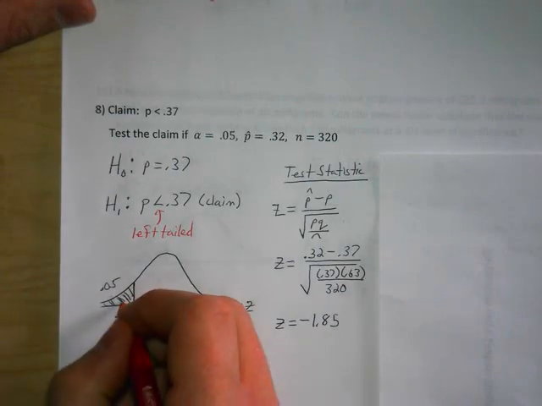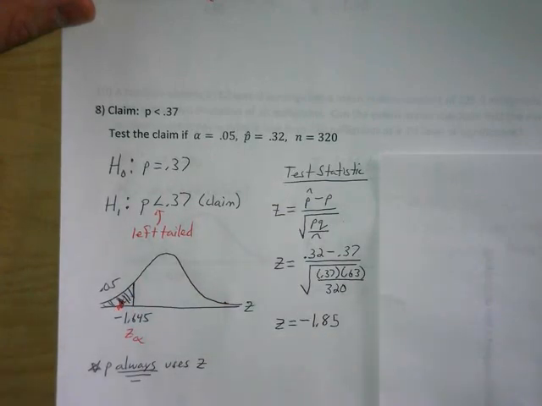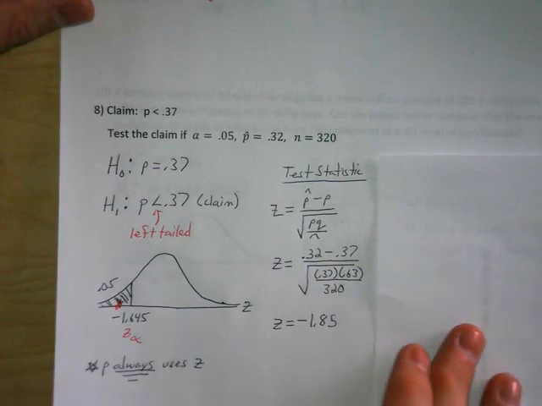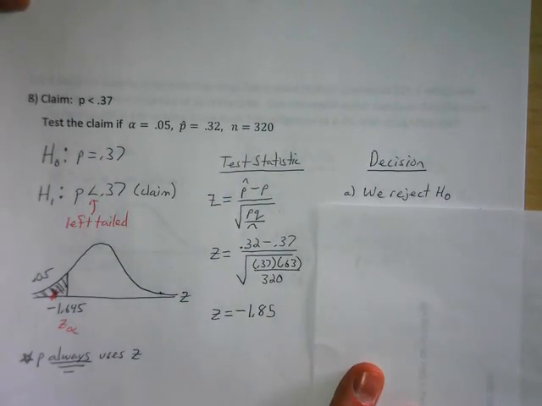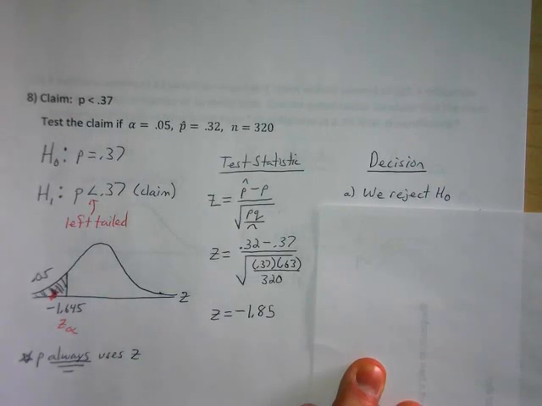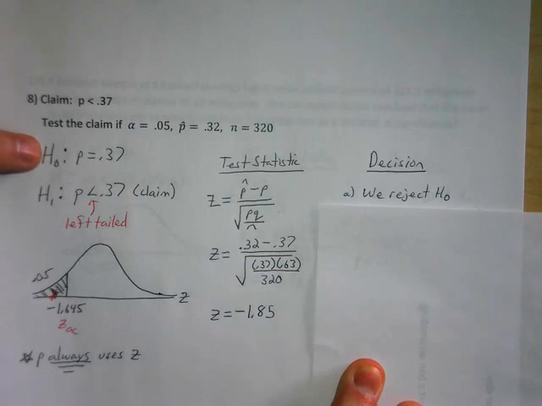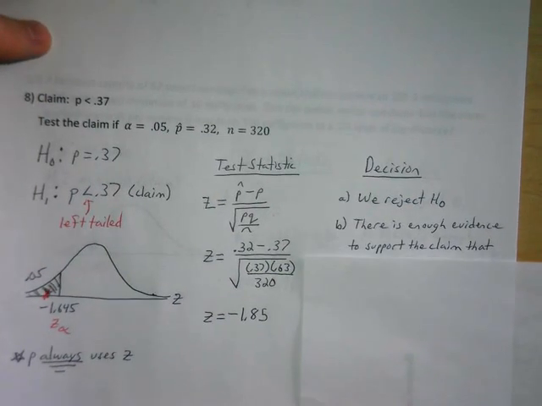Well, negative 1.85 is to the left of negative 1.645, in the shaded region. So we're in that shaded region, so we reject H0. And what does that mean? Well, if you reject H0, we're saying that H0 is no good, so it looks like H1 will be okay. So if we reject H0, in this case, there is enough evidence to support the claim that p is less than 0.37.